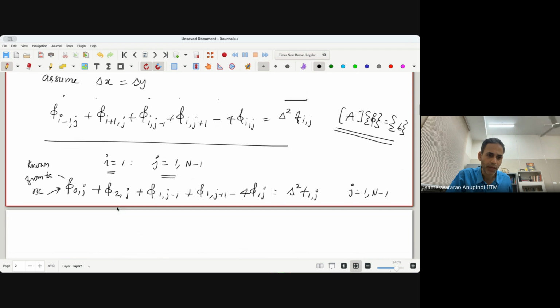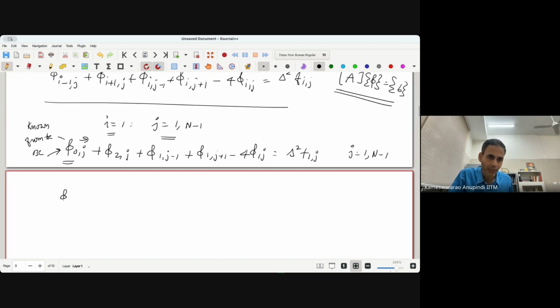So we don't have to keep a known value on the left hand side, because if you keep something on the left hand side, it is going to be an unknown. So we're going to send this to the right hand side. We're going to rewrite this as phi(2,j) plus phi(1,j-1) plus phi(1,j+1) minus 4 phi(1,j) equals delta square f(1,j) minus phi(0,j).